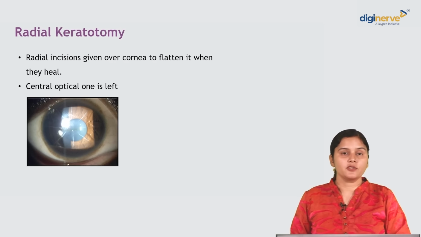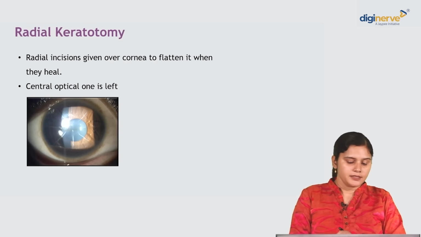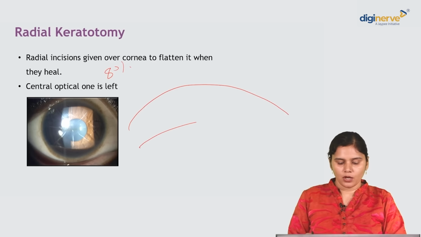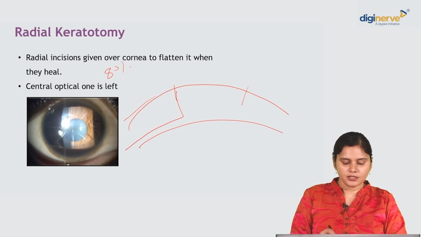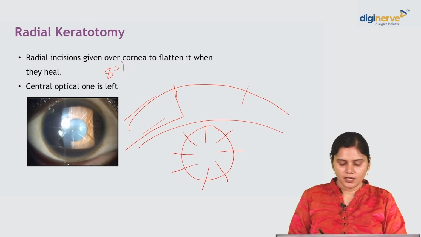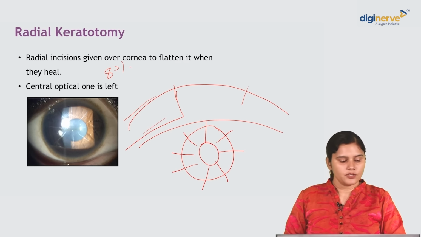Radial keratotomy was earlier used, but is nowadays obsolete. It involved radial incisions of up to 80% thickness of the cornea. So, in the cornea, leaving the central 3 millimeters, an 80% thickness incision would be given on each side like this. 8 to 16 incisions of this sort were given. This would flatten the central part of the cornea, which was called the optic zone.